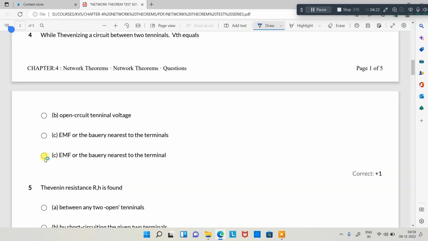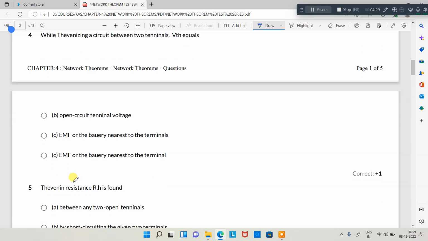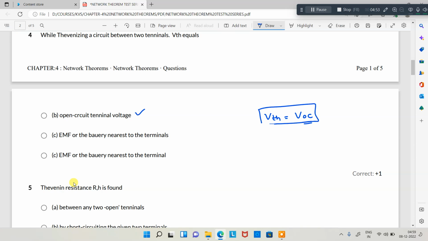Next, for Thevenin's circuit between two terminals, VTH is equal to what? I hope that everyone remembers the Thevenin's theorem statement from our theory class. According to that, what is meant by VTH? Already I mentioned VTH is nothing but the open circuit voltage. Look here, in this case the open circuit terminal voltage. VTH is nothing but the open circuit terminal voltage. Option B is the correct option.